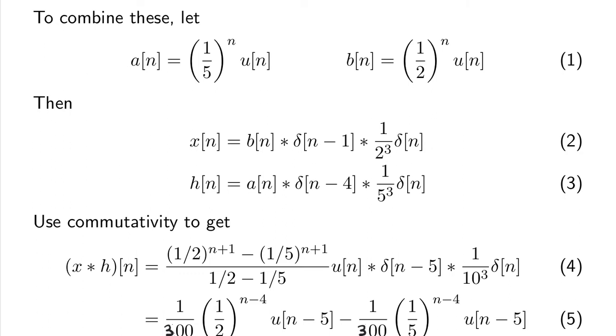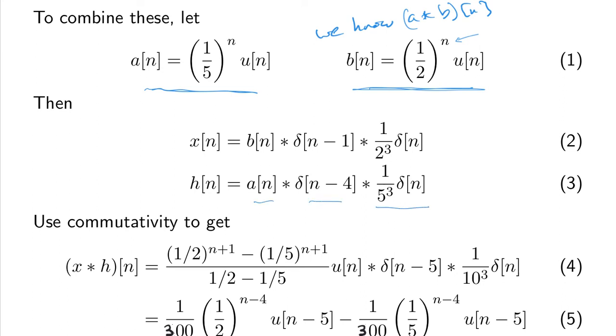So to combine these, let's define the template functions a of n and b of n, which are our two functions that we know how to convolve together. So we know a star b, and we have a formula for that. And so now we can write x of n as b convolved with a delay of 1 and a gain. The gain is going to fix up this exponent over here, right? And h is a convolved with a delay convolved with a gain.